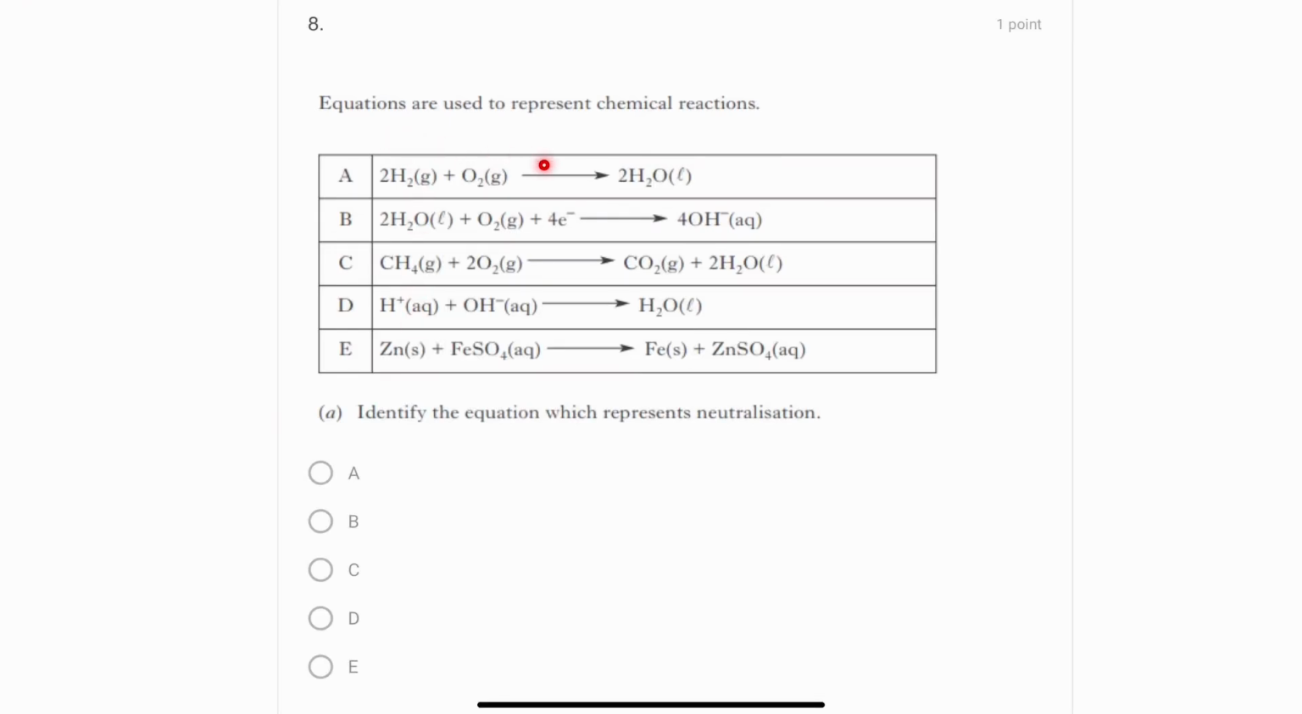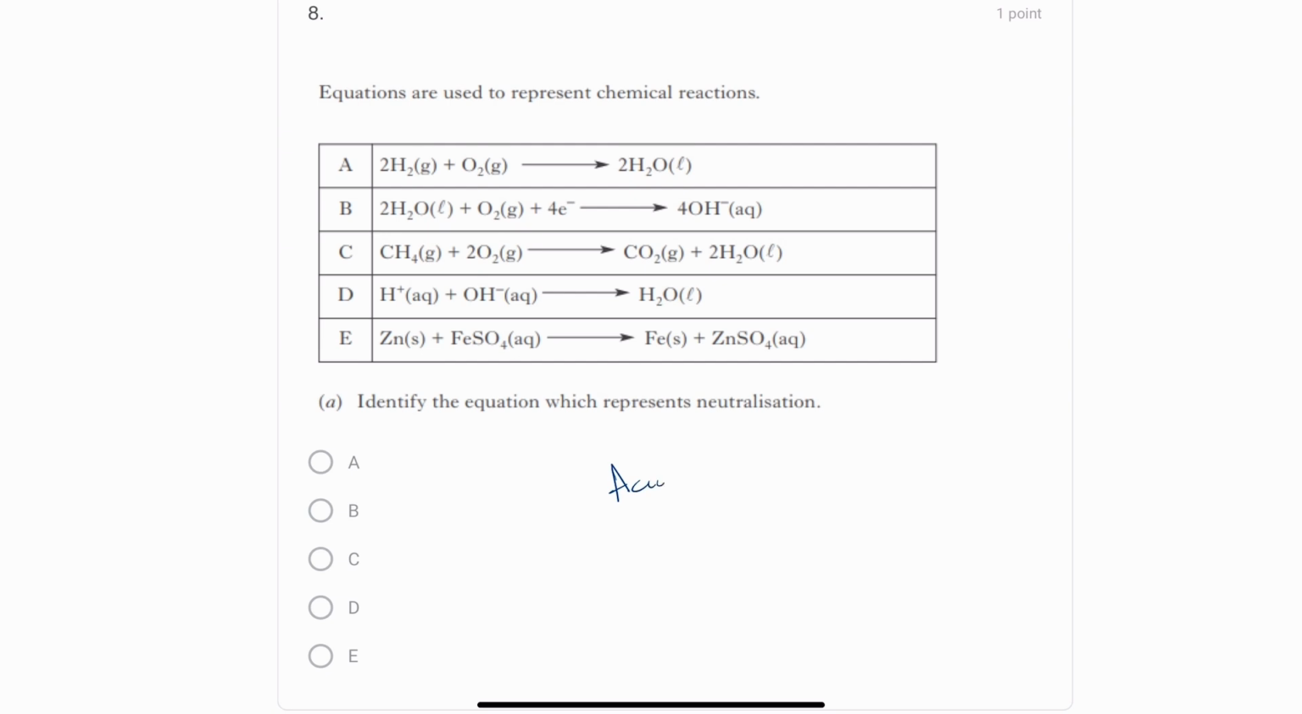Here we've got some equations that are representing different chemical reactions, and we're trying to identify the equation that represents neutralization. So in neutralization we have an acid and an alkali to produce a salt and water. What we need to remember is that acids have predominantly hydrogen ions, alkalis have predominantly hydroxide ions.